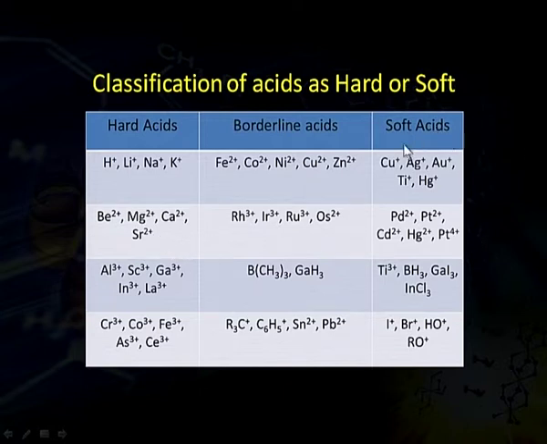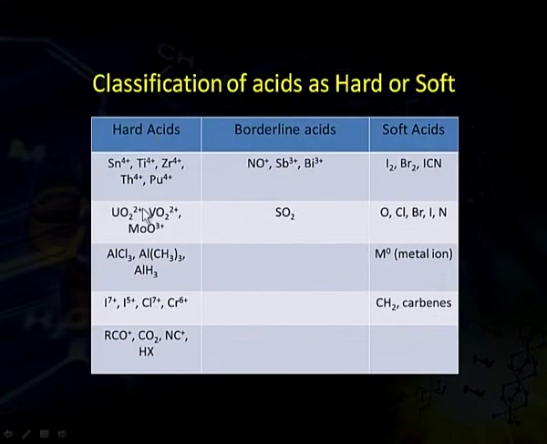Then we have soft acids. In soft acids, we have metal ions like copper(I), silver(I), gold, mercury, all these single positive ions, and other metal ions which have large size, and these have nearly complete d orbitals and their electron cloud can be easily polarized. Other examples are tin(IV), titanium(IV), zirconium(IV), and so on. We have many examples of hard acids, borderline acids and soft acids.